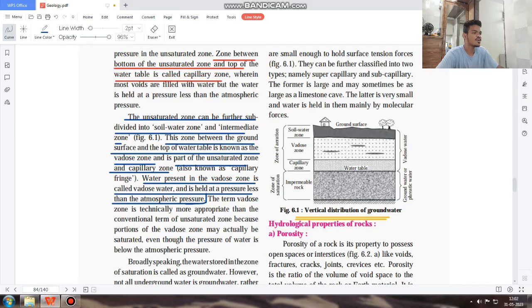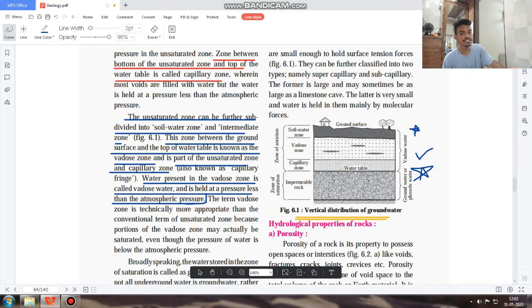Along with this you have to do the diagram also. The diagram is important. You have to draw this diagram along with this answer if it comes. If they ask for a short note for 2 marks, the diagram might not be important, but if it comes for 4 marks, the diagram is important. Sometimes they only ask for a diagram of the vertical distribution of groundwater, so this diagram is important.